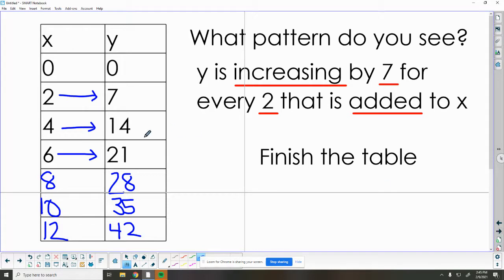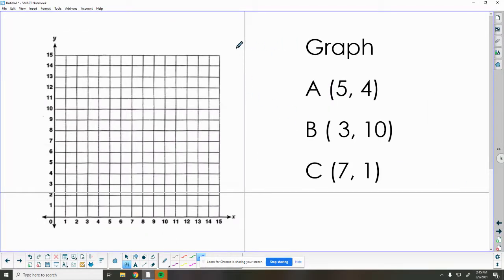So now we're going to think of these as ordered pairs. So every time we went over 2, we're going up 7. So we are going to graph these. I always like to think of this like an elevator. Our first number is always X, so X goes across and Y goes up and down. I like to remember this. Y goes straight down there. So we always have to go over.